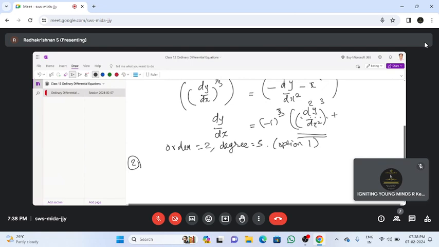Now problem number 2. What is the problem number 2? I just read it out, right? The differential equation representing the family of curves y equal to a cos x plus b, where a and b are parameters, and there are 4 options given. So it's a family of curves having 2 parameters, a cos x plus b. A and b are the 2 parameters.